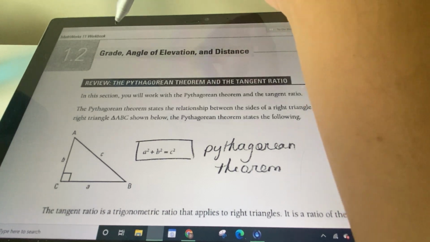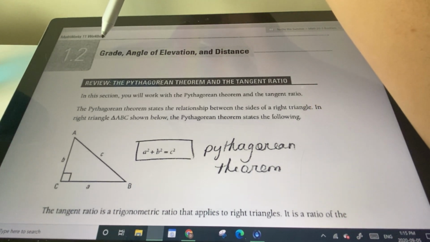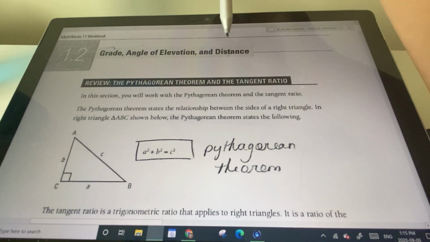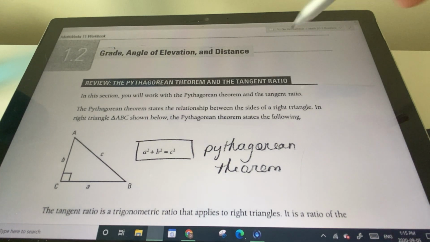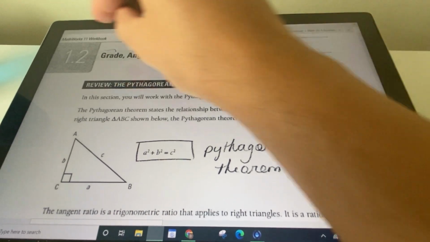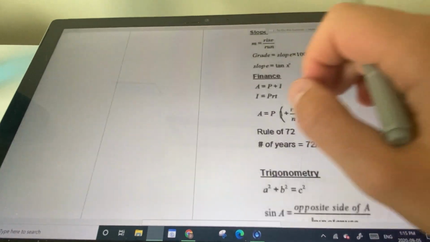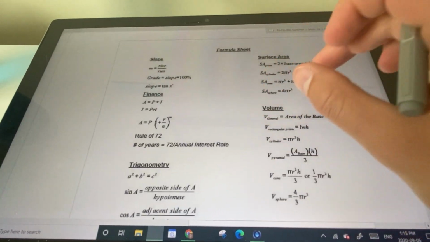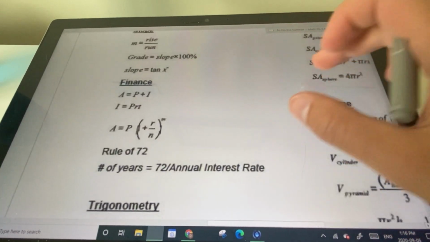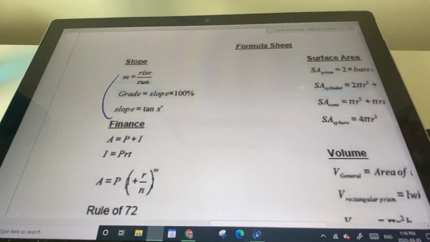Now, in 1.2, we're going to be talking about grade, angle, elevation, and distance. All of these things essentially almost interact and mean the same thing, okay? And we'll learn all of these different definitions. Now, remember, you have your formula sheet. This is found on your Moodle page. And we're going to be talking about the rest of these, okay?